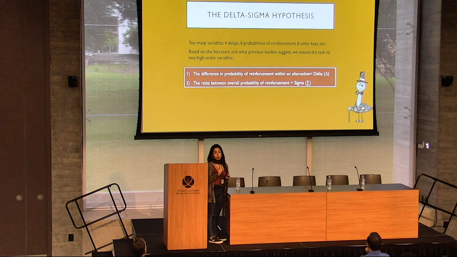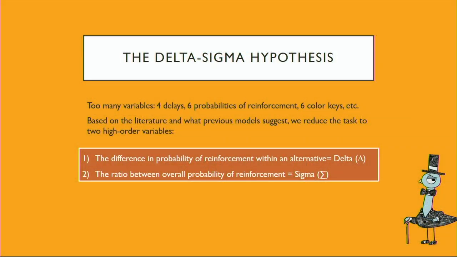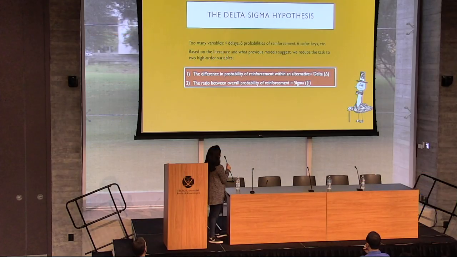So what would we think about all this? We said that there are too many variables here. You have 4 delays, 6 different probabilities of reinforcement, 6 different color keys, and so on. So based on the literature and what previous models suggest, we reduce the task to 2 high order variables. We're going to say that the 2 things that explain why the animals are choosing this are, on one side, the difference in probability of reinforcement within an alternative, something that we're going to call delta. And the second is the ratio between overall probabilities of reinforcement, which we're going to call sigma to make it shorter.